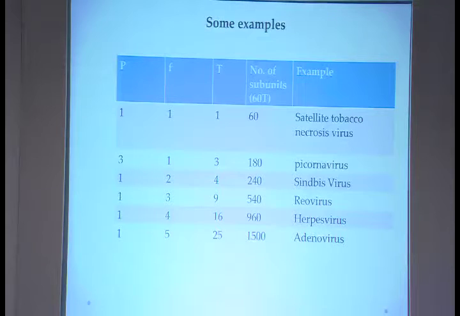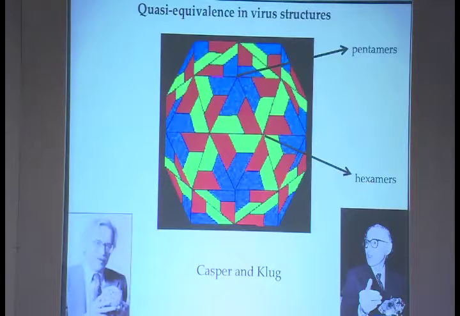So we'll discuss the adenovirus structure when we do cryo-EM virus structures tomorrow. Now, there was a theory of quasi-equivalence, which was proposed by two scientists called Caspar and Klug, to define, again, some of the features of a virus capsid, right?